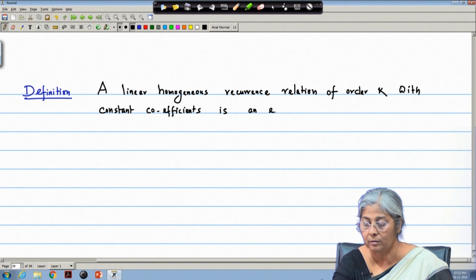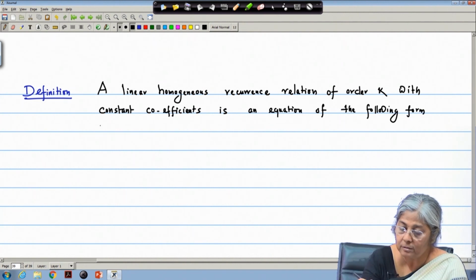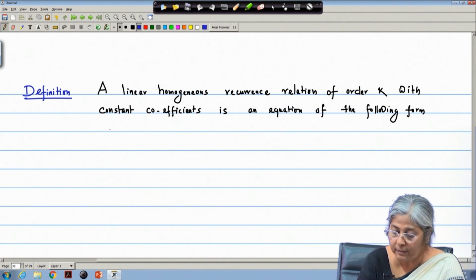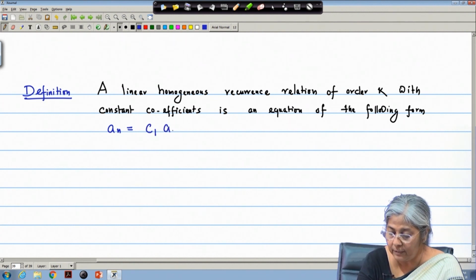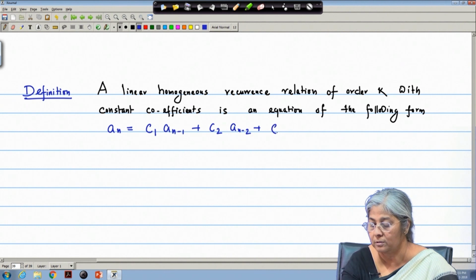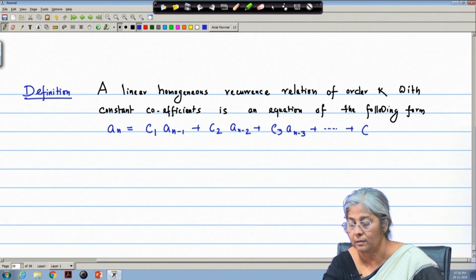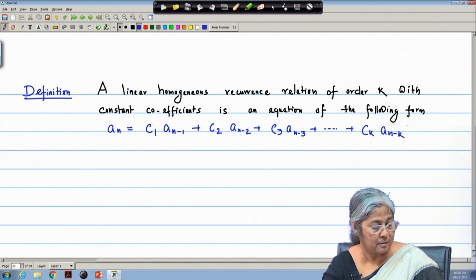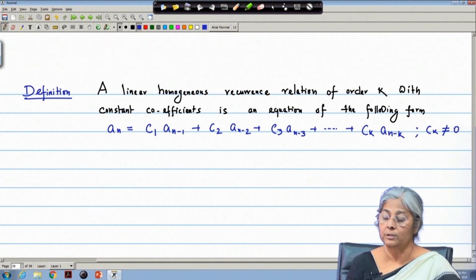Is an equation of the following form. I write that a_n equal to c1 a_{n-1} plus c2 a_{n-2} plus c3 a_{n-3} plus ... plus ck a_{n-k}, where ck not equal to 0 because it is an equation of order k.